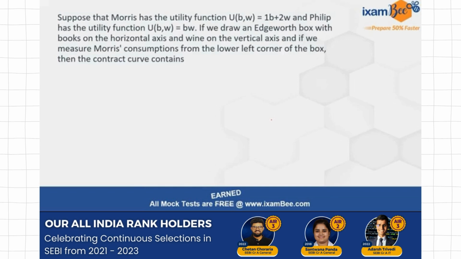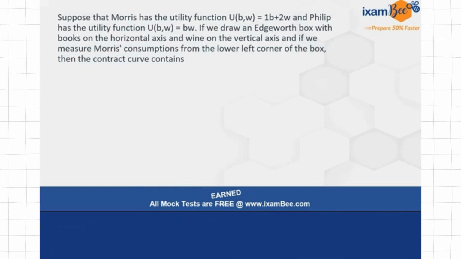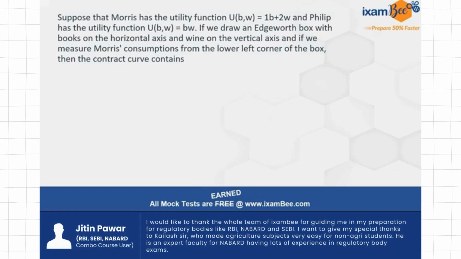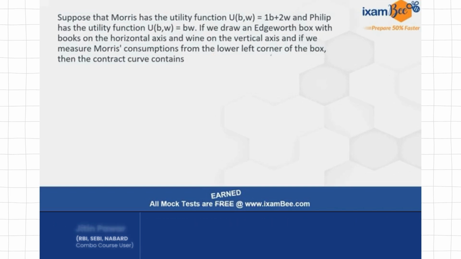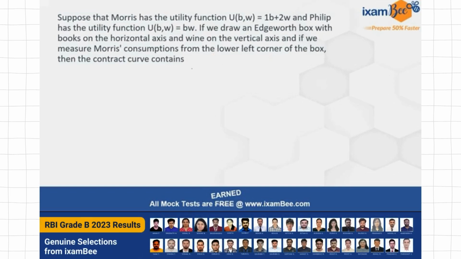Suppose that Morris has the utility function given by U(B,W) = 1B + 2W, and Philip has the utility function given by U(B,W) = BW. If we draw an Edgeworth box with books on the horizontal axis and wine on the vertical axis, and if we measure Morris's consumption from the lower left corner of the box, then the contract curve contains what?